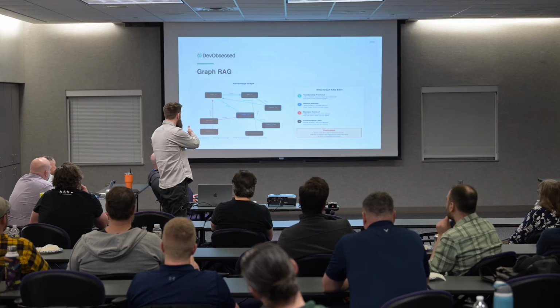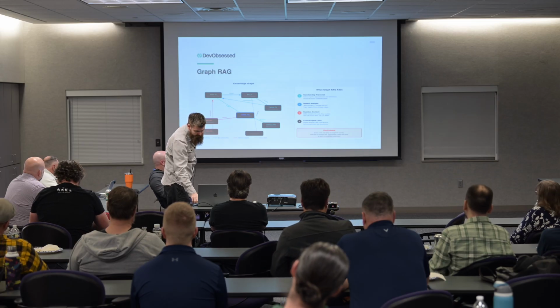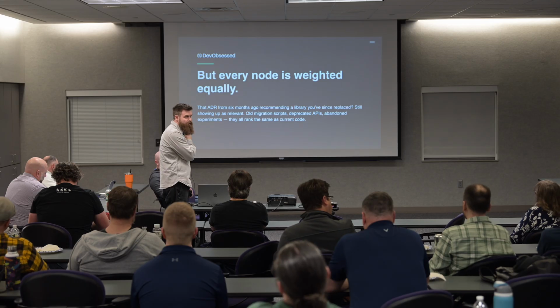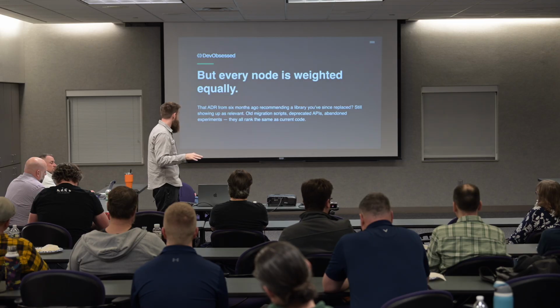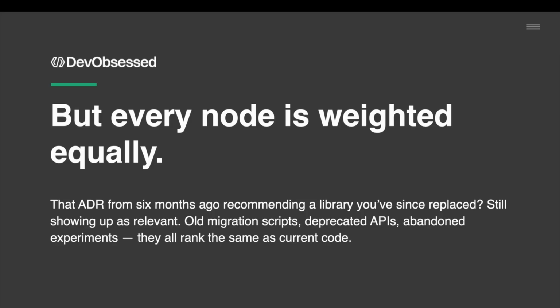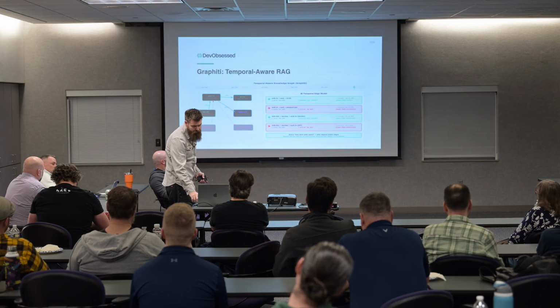And this is how graph RAG works, where you have ADRs and the relationship between them, and it can see what the decision context was and cross-project links. But there's one major problem, which is that even with graph RAG, all the chunks and all the nodes are weighted equally. So that ADR from 6 months ago, recommending a library you've since replaced, it still shows up. And so that's the problem with graph RAG and RAG, is it has no idea temporally what goes on.